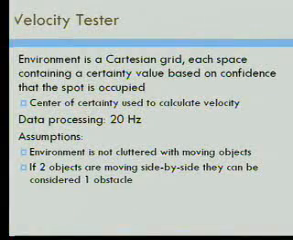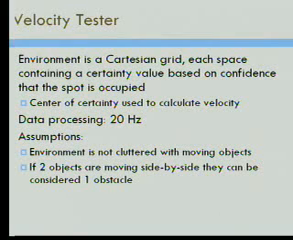The first method is the velocity tester method, a LabVIEW program developed by Rachel Biss. This method uses the collected data and creates a Cartesian grid representing the level of certainty a space is occupied by an object. By clustering occupied spaces and locating the center of certainty, the velocity of a cluster is calculated. Using this method, data processing can be up to 20 Hertz.